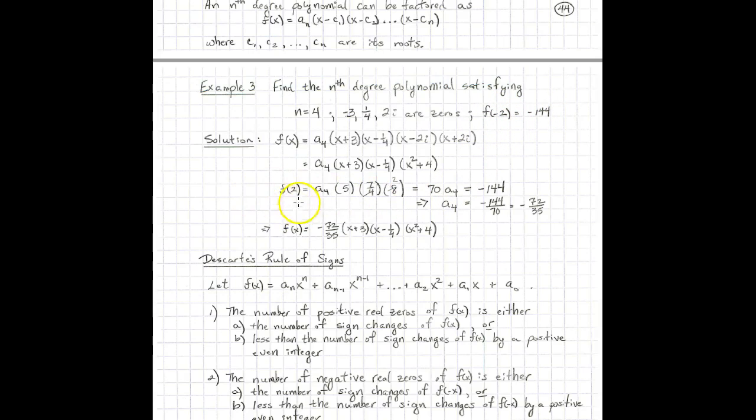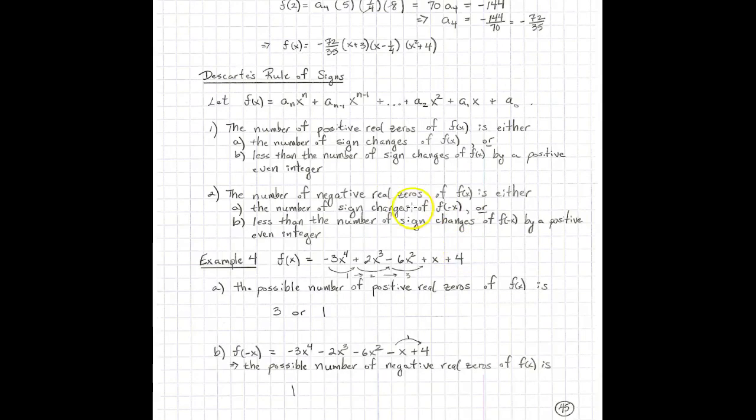Okay, so when you plug that in, you would get, oh geez, I plugged in 2. So pretend this was 2. F of 2 equals minus 144. I plugged in 2, so change this to a positive 2 on your notes. When I plug that in, I would see that A4 is minus 144 over 70. You know that f of 2 is minus 144. Plug it into each one of these factors, and you get that. So A4 has to be this value. Plug that in, and there's my fourth degree polynomial.